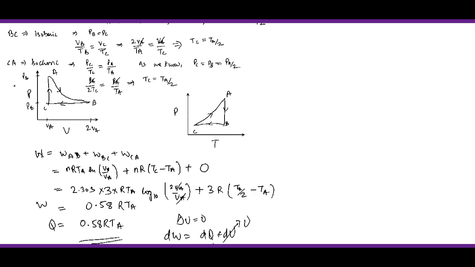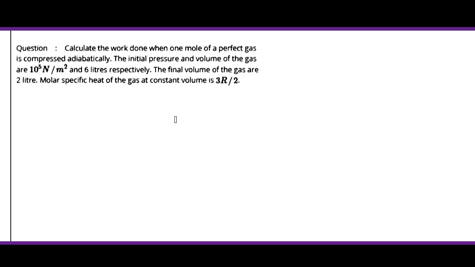Thank you. Hi everyone, so we are given a question which says we need to calculate the work done when 1 mole of perfect gas is compressed adiabatically. The initial pressure and volume of the gas have been given as 10 raised to 5 Newton per meter square and 6 liter respectively. The final volume of the gas is 2 liter. Molar specific heat of a gas at constant volume is 3R by 2. So we have to calculate work done in an adiabatic process.